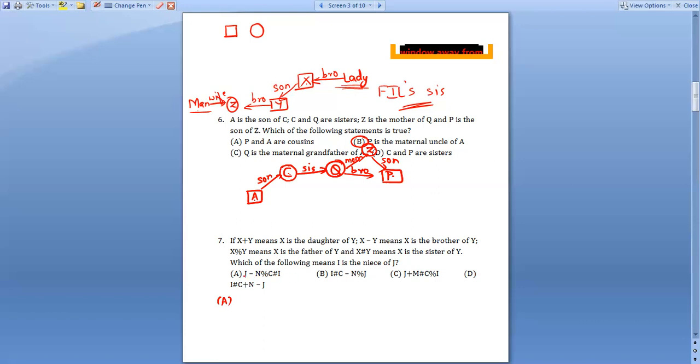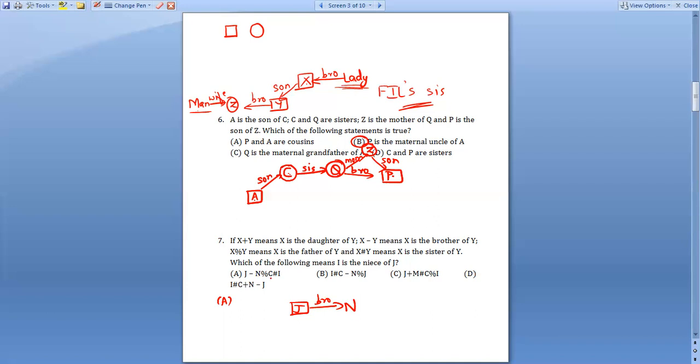So first let us consider J minus N. According to the given problem, J minus N means J is brother of N. So J is he, and he is brother of N. So we don't know the gender of N yet.